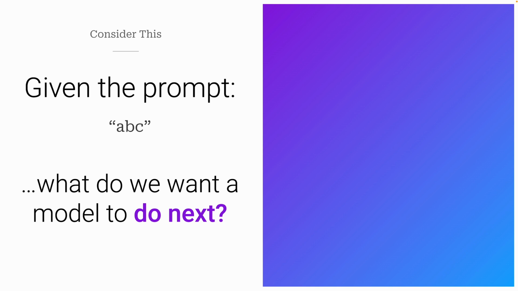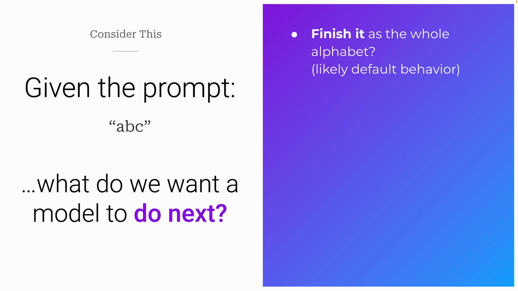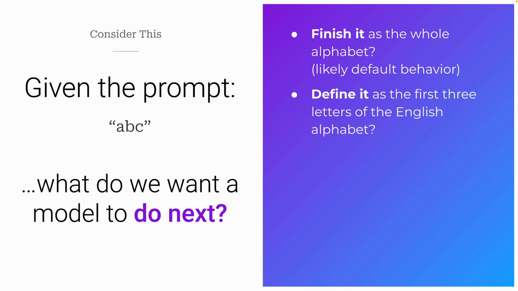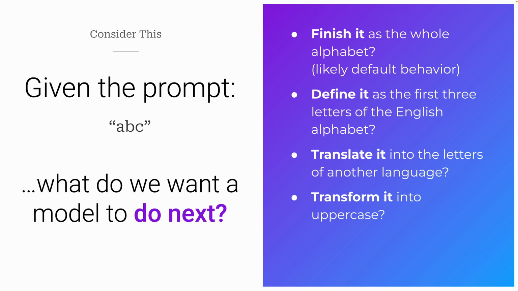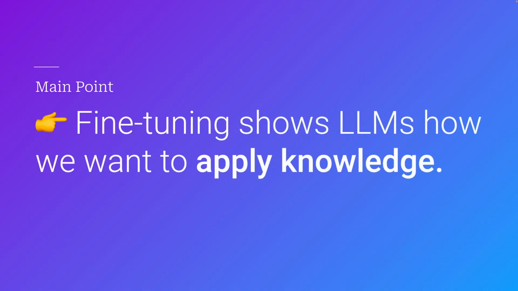And let's think about what we're actually giving a model and what we expect it to do. If I tell a model ABC, what do I want from that? Do I want it to auto-complete it? Do I want it to define the first three letters ABC as this is part of the English alphabet? Do I want it to translate it into another language, transform it into uppercase? Or do I want it to ask me, what are you thinking? Why are you giving me these three letters? Like ChatGPT. Fine-tuning allows us to show the large language model how we want it to apply knowledge. It has all this knowledge from the pre-training stage, and fine-tuning is what allows us to kind of harness that and direct it to a particular task.